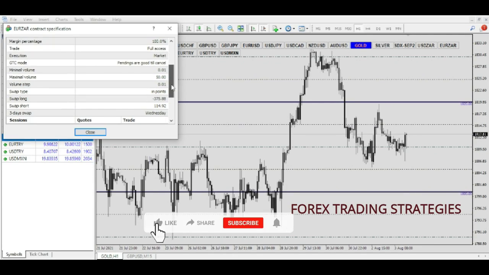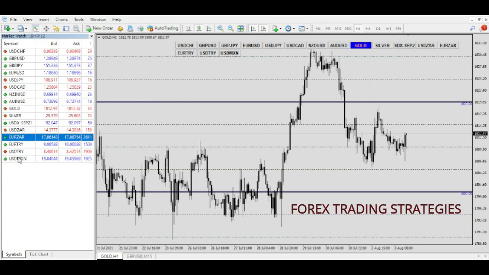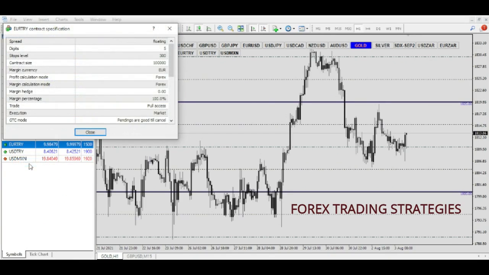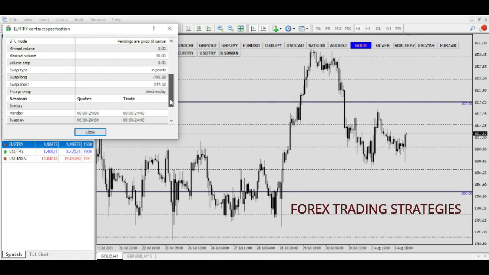This is Euro ZAR. You can see things become interesting. If you hold a long position overnight, certainly you're going to be paying swap to the broker. But if you hold a short position overnight, you are going to be paid swap for Euro ZAR. Another pair. So this is basically what you want to do.